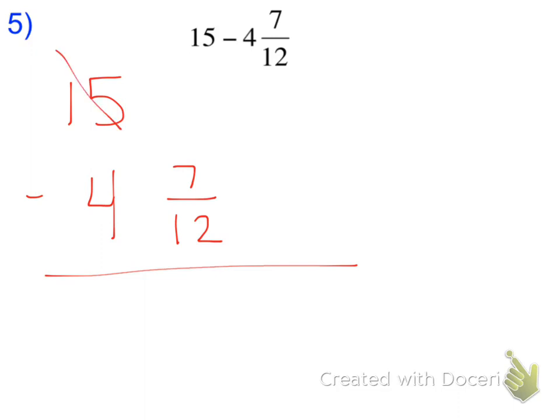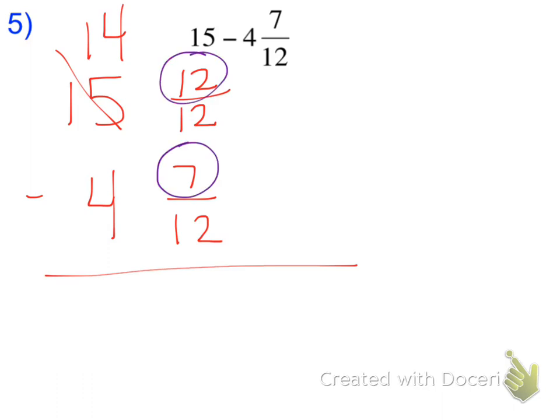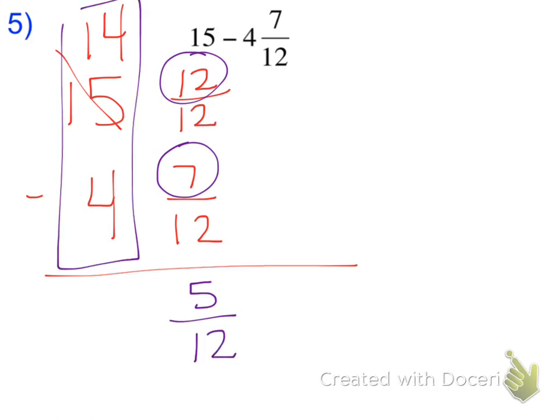We're going to borrow from the 15. We're going to borrow 1, and you could just put a 1 there, but you wanted to leave it as a fraction because you want to subtract fractions. So the one that I'm going to do is 12/12. The reason I'm doing 12/12 is if you look closely, my denominators are now the same, and I didn't have to do anything. So now you can do 12 minus 7. That gives you 5. And 14 minus 4 equals 10.